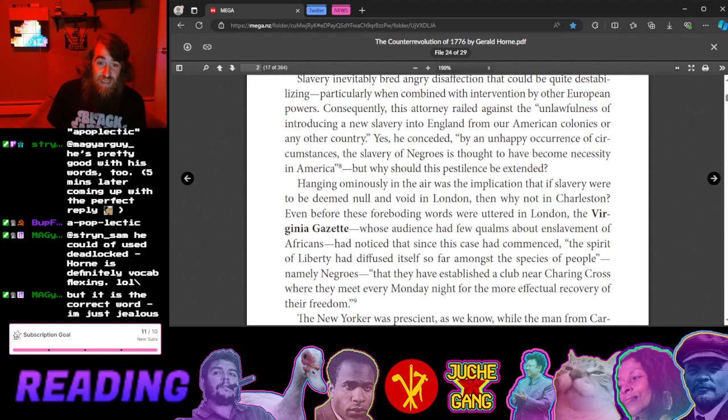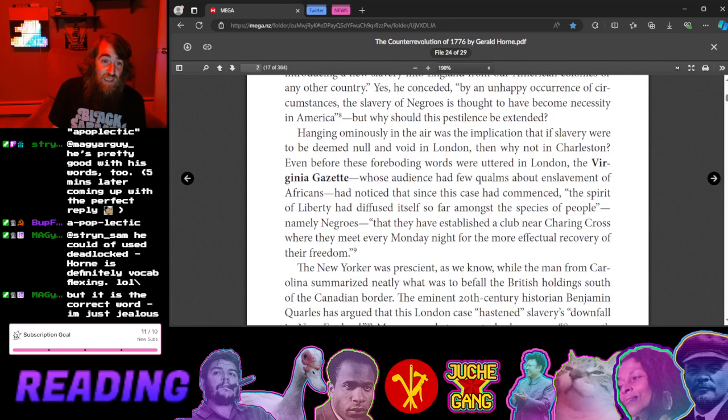Hanging ominously in the air was the implication that if slavery were to be deemed null and void in London, then why not in Charleston?